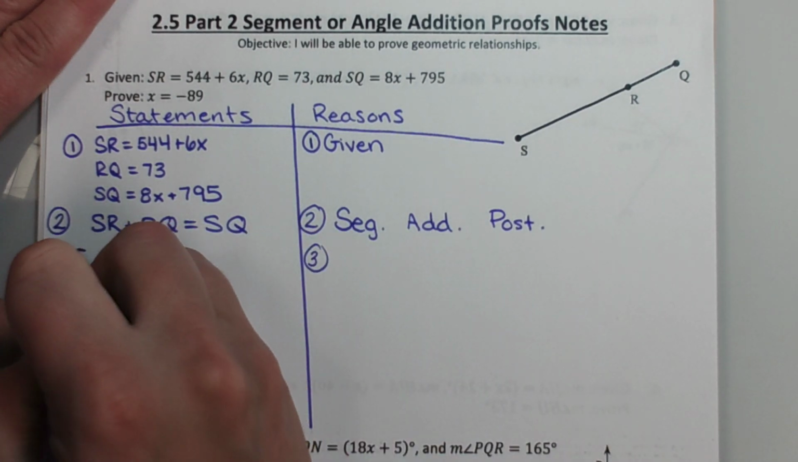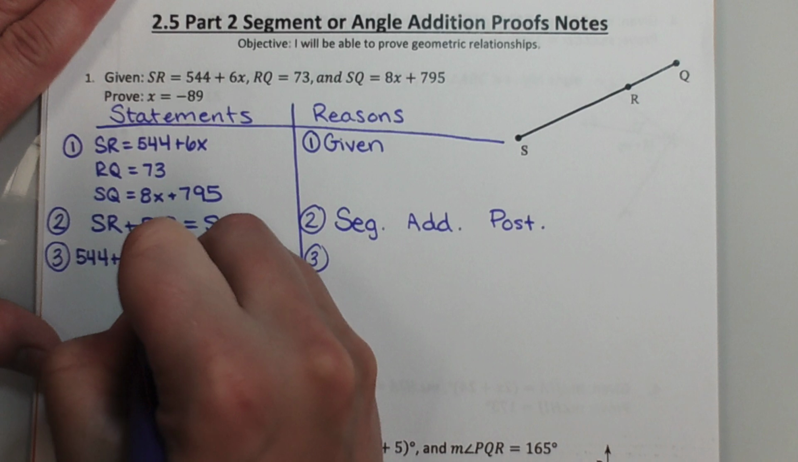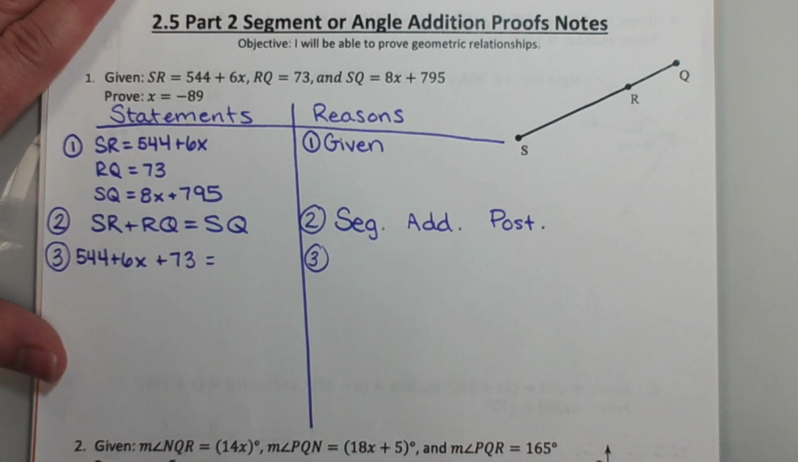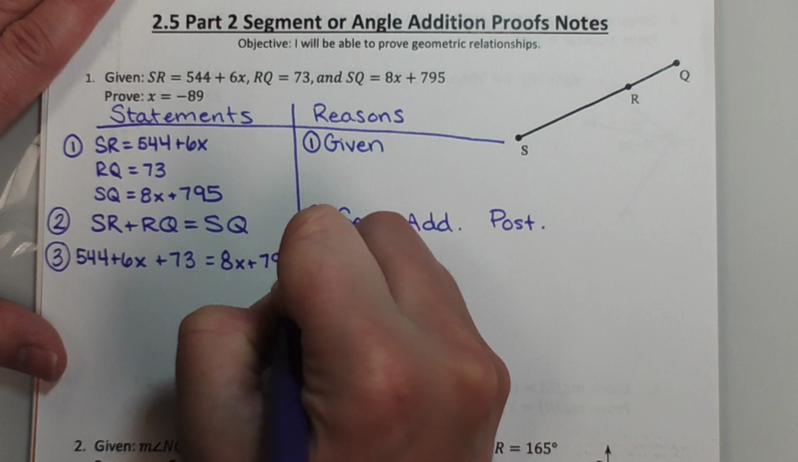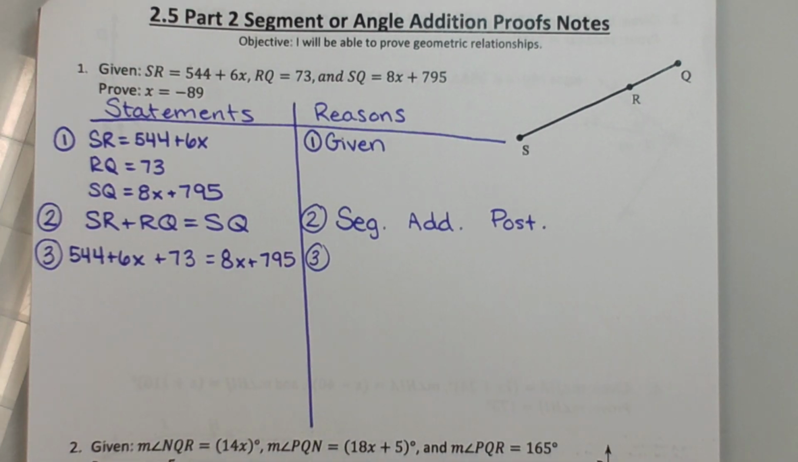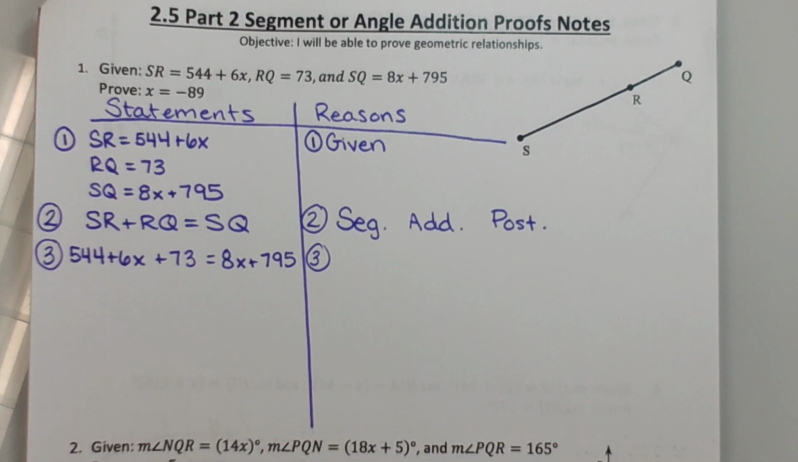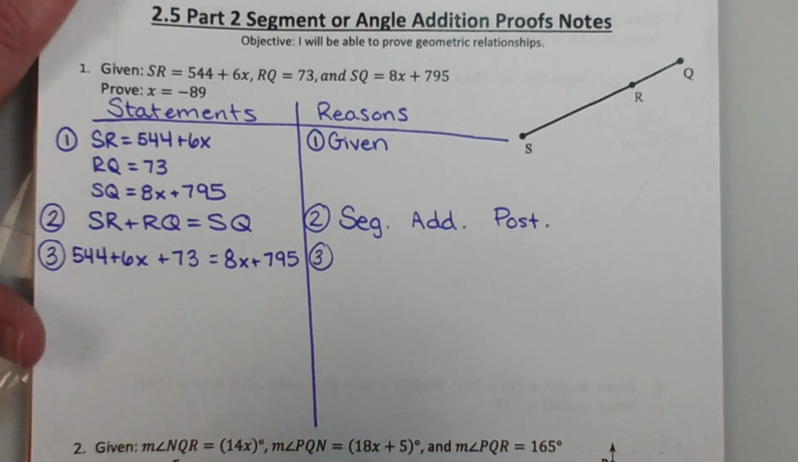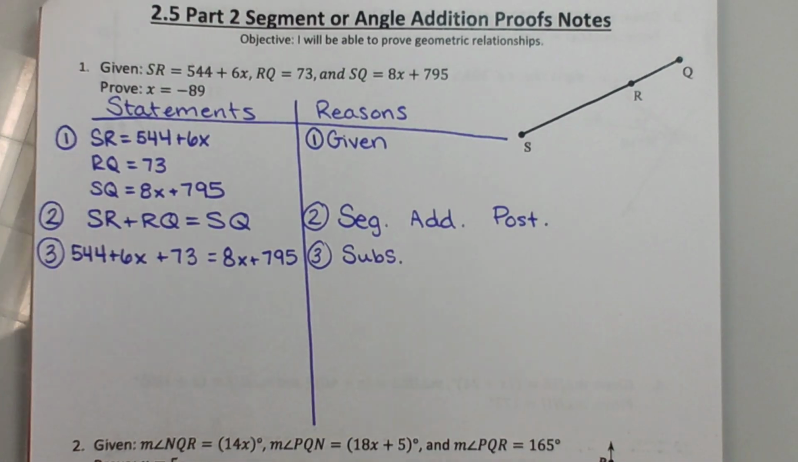SR instead of it is the 544 plus 6x. RQ instead of it is the 73. SQ instead of it is the 8x plus 795. I literally was about to call on you. I don't doubt that you do. And what we did there was substitution. We replaced something with what it was equal to.